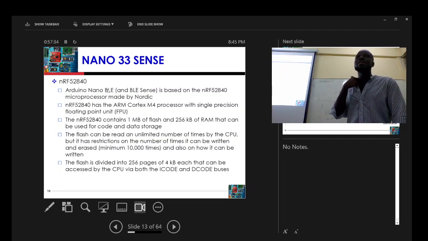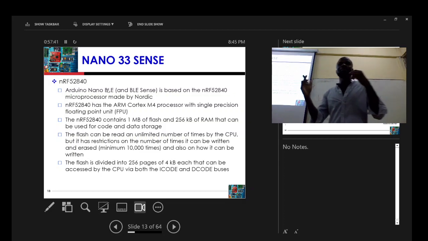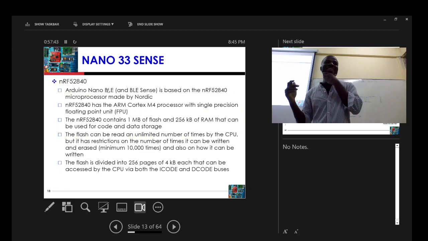What is a floating point unit? Floating point unit. Hey, what's that?